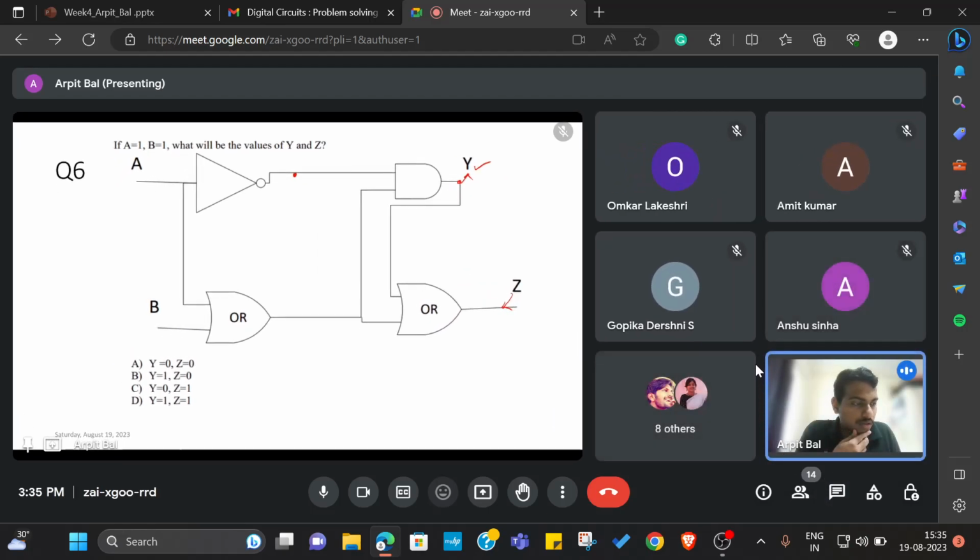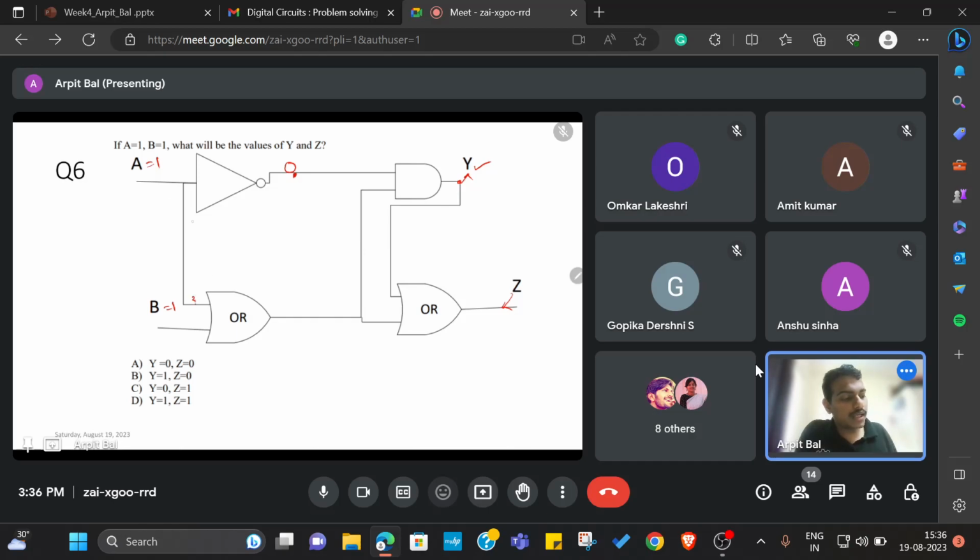Yeah, so option C is correct. Y is equal to 0, Z is equal to 1. Let us see how. A is equal to 1, B is equal to 1. Here, instead of writing the node equations, I will directly substitute the values. If my input is 1, the output of the NOT gate will be the complement, that is 0. Similarly, if there is an OR gate and one of the inputs is 1, then I need not bother about what the other input is.